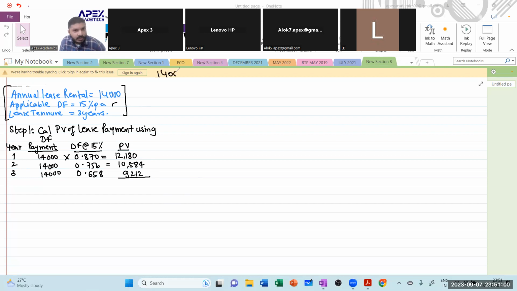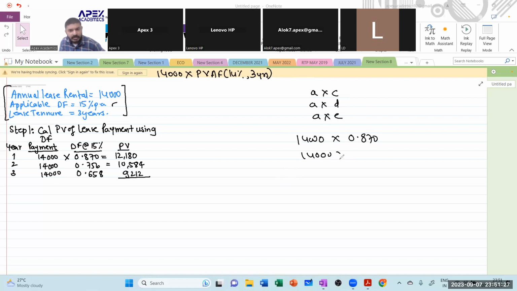There is another way of calculating this. I am just writing it down and I will discuss it with you in the next lecture when we are doing 1100 for MCQs of leases. It is multiplied by the present value annuity factor of 14% for 3 years. Essentially, I am just explaining a concept. I want you to pay attention. A multiplied by C, A multiplied by D, and A multiplied by E. Sir, why are you saying this? 14,000 multiplied by 0.870, 14,000 multiplied by 0.756, and 14,000 multiplied by 0.658. These are all the same numbers, so I will call them A.